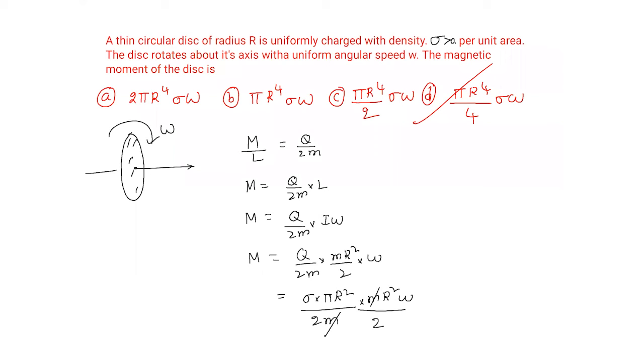m gets cancelled here. So what is remaining? Pi, sigma, omega remain, and r to the power of 4 divided by 4. This is the answer. So you can just make use of the gyromagnetic ratio. Gyromagnetic ratio for any rotating charge is q by 2m. Copy that, children.